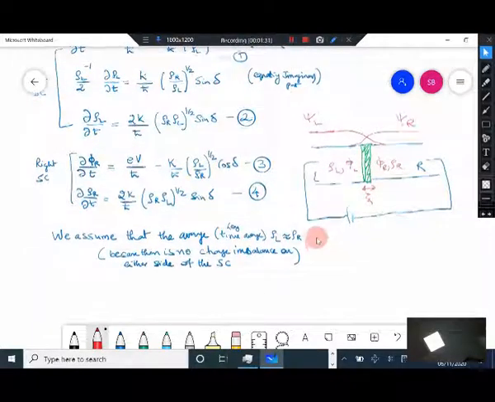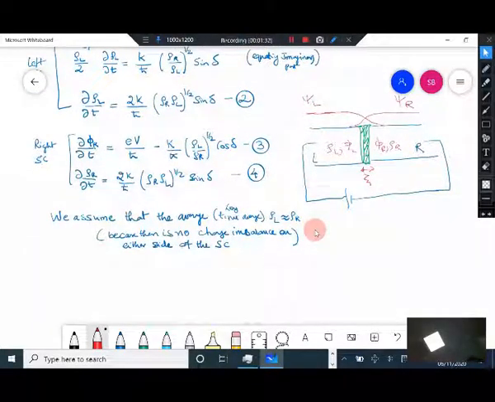Therefore, rho L and rho R are going to be on the average roughly constant, and therefore if you take the equation.